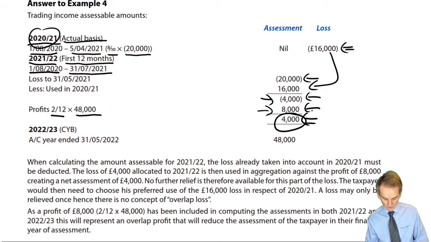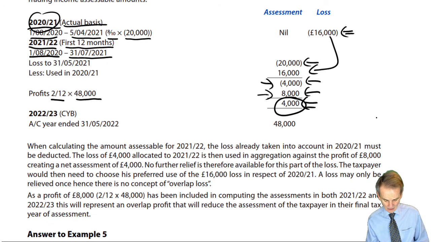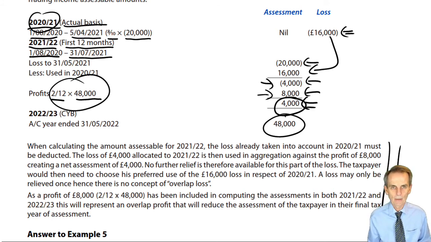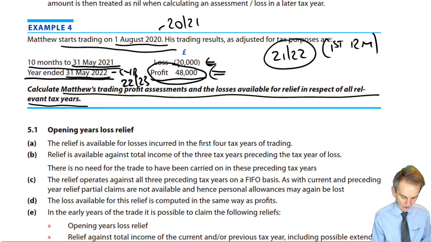We then move on, of course, to 22-23, year ended May 22, and we can see that we're picking up all of the 48,000 profit, 2 months of which, of course, have already been assessed within the preceding tax year. They fell into that basis period for the second tax year, and therefore we've got overlap profits that will amount to that £8,000. Hopefully you've read through all of this. Again, if you have any further problems, as ever, you can always contact me through the Ask the Tutor forum. Okay, let's go back to your notes now.